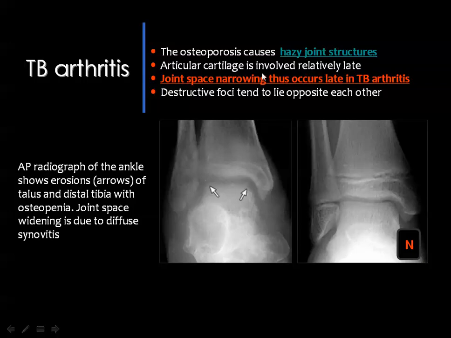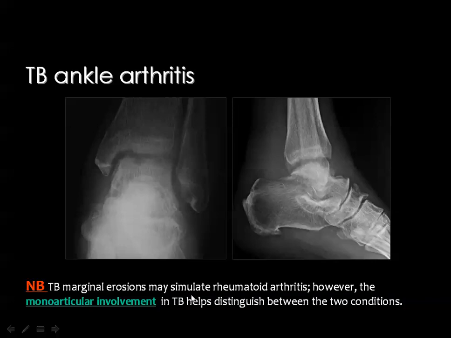And articular cartilage is involved relatively late, so joint space narrowing is also late in TB arthritis compared to pyogenic arthropathies. And this is also an example of TB arthritis in the ankle. You can see the hazy appearance of the dome of the talus, as well as the articular surface of the tibia.